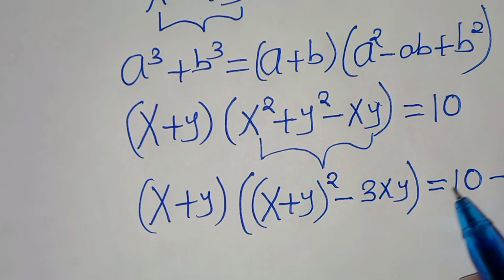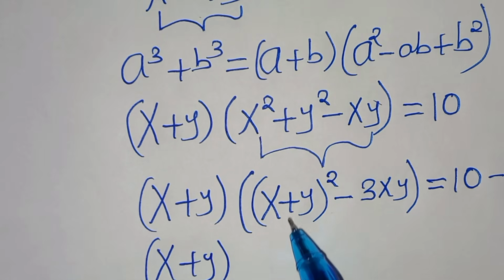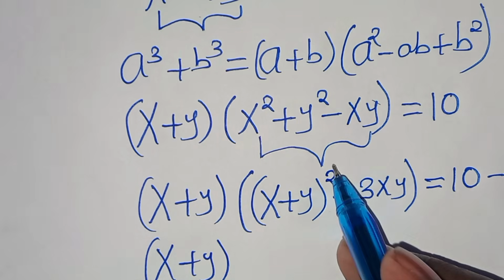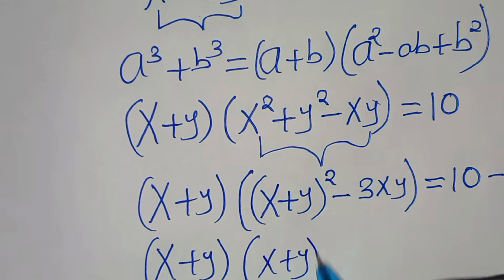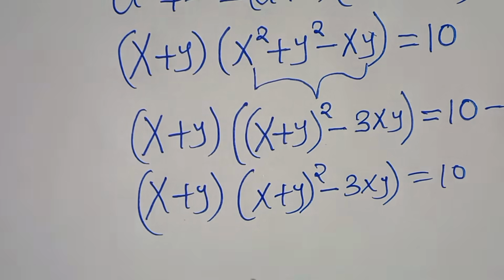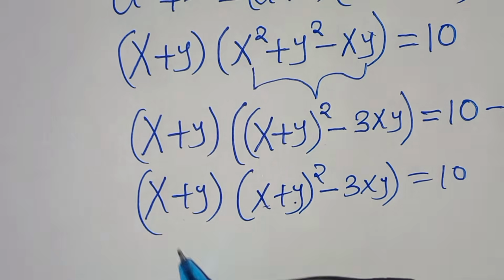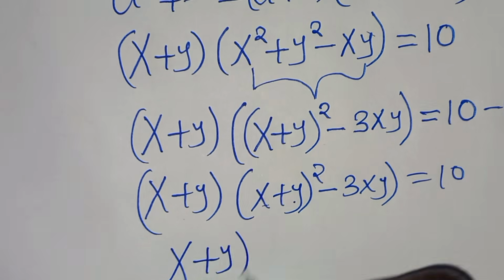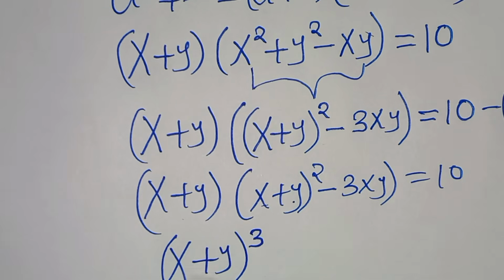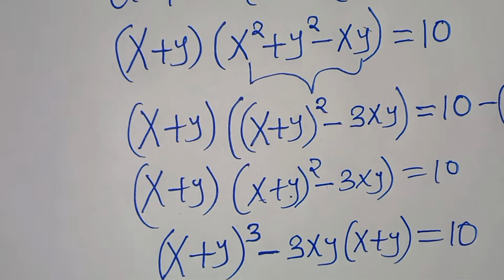This means that from here, we have x plus y, times x plus y to the power of 2 minus 3xy, equal to 10. So let's open the parentheses here. x plus y times x plus y to the power of 2 is x plus y raised to the power of 3. Then x plus y times minus 3xy is minus 3xy multiplied by x plus y. This is equal to 10.